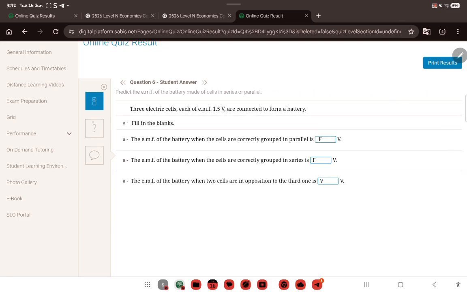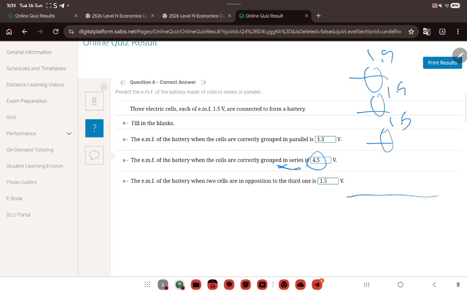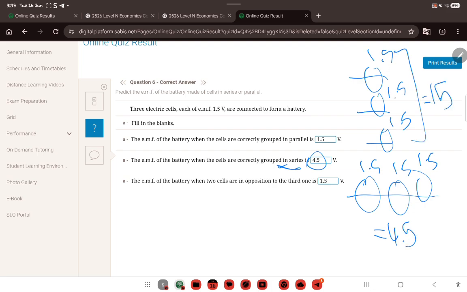Question 6. 3 electric cells, each of 1.5 volts, are connected to form a battery. The electromotive force of the battery when the cells are grouped in parallel: the voltage is constant, it's the same. But if the cells are grouped in series, you add up the volts. If they're in parallel, this is 1.5, this is 1.5, this is 1.5. But if you have them in series, 1.5, 1.5, 1.5, the total is 4.5. But here, it remains 1.5. Here the voltage is constant, here the voltage is additive. Here the current is constant, and here the current is additive in the parallel.